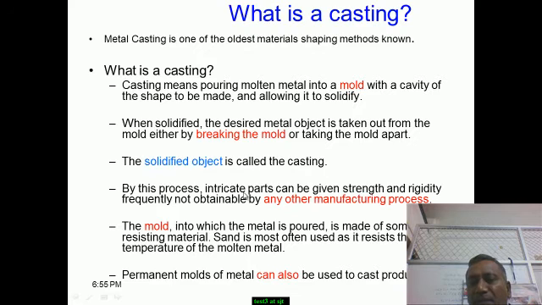By this process, intricate parts can be given strength and rigidity frequently not obtainable by any other manufacturing process. The intricacy is so high that the shape cannot be achieved by any other manufacturing process. The mold into which the metal is poured is made of some heat resistant material. Sand is most often used since it resists the high temperature of the molten metal. Permanent molds of metal can also be used to cast products.